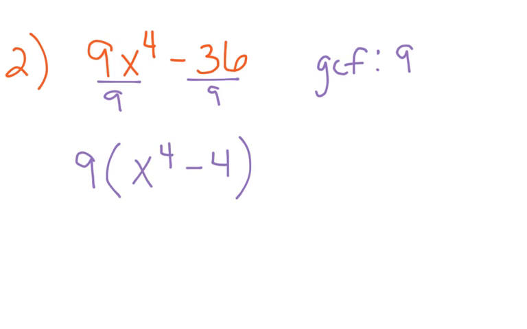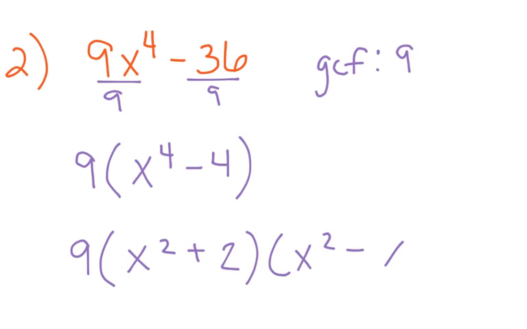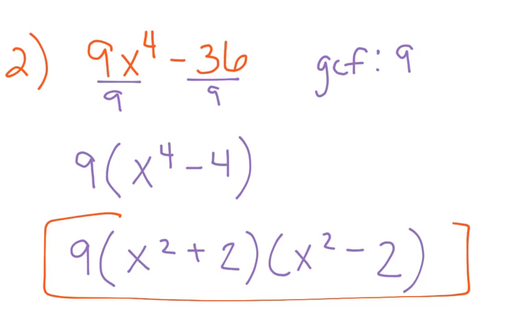Okay, now what I have in the interior again is a difference of 2 squares. Make sure you do not forget that 9 that we have up front. It needs to continue to stay in there for your final answer. The square root of x to the 4th is x squared. The square root of 4 is 2. We do one with a plus, and one with a minus. And that is our final answer.